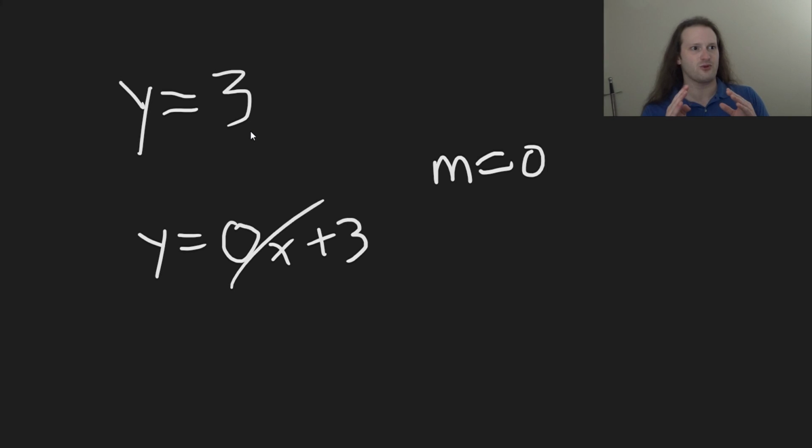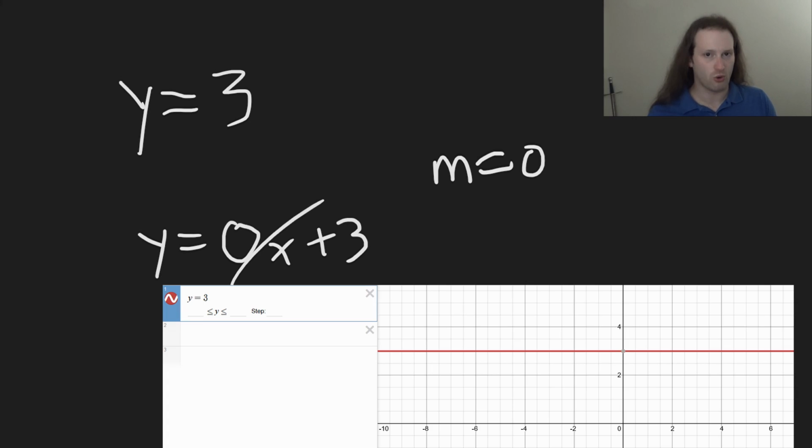It tells us for every unit to the right we travel, the slope tells us how much we go up or go down in case of a negative slope. Well, here we have a slope of 0, which means for every unit we go to the right, we're going up and down by 0. So that just means we have a horizontal line where no matter what the x value is, y equals 3.